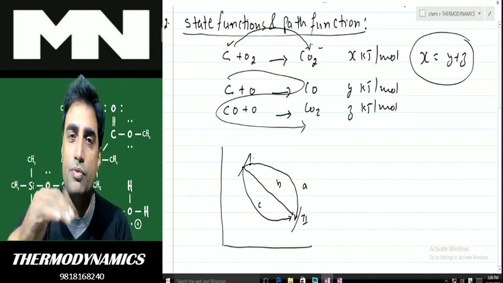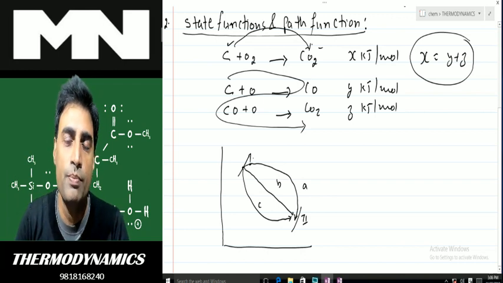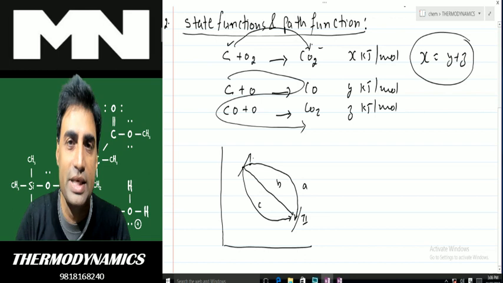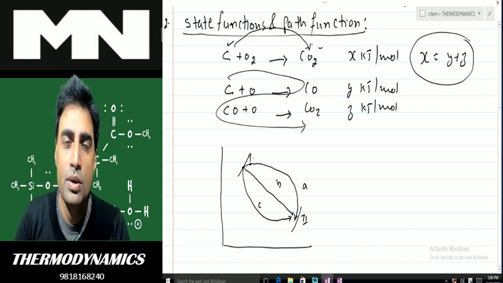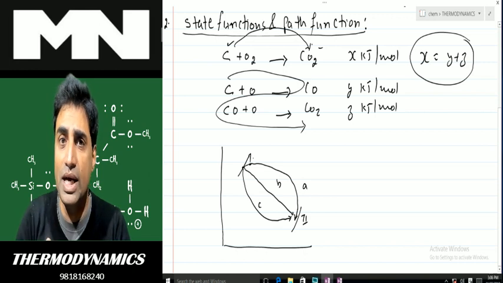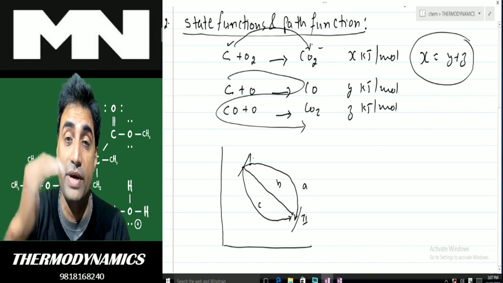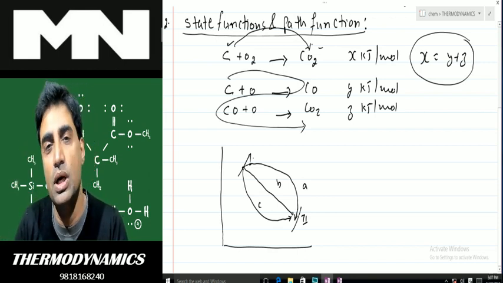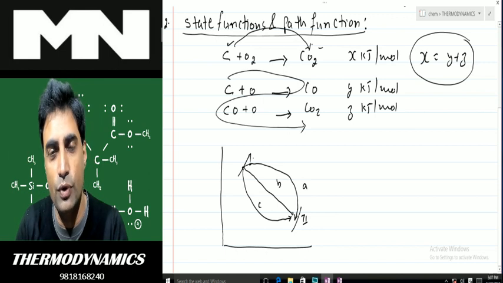I give you a raw type of an example. Suppose you are climbing to the 4th floor of a building from the ground floor. No matter whether you go through an escalator or stairs or by a lift, the height which you are traveling in all the cases is the same, because the height depends on the initial state from where you have started and the final state where you have reached. So that is a state function.